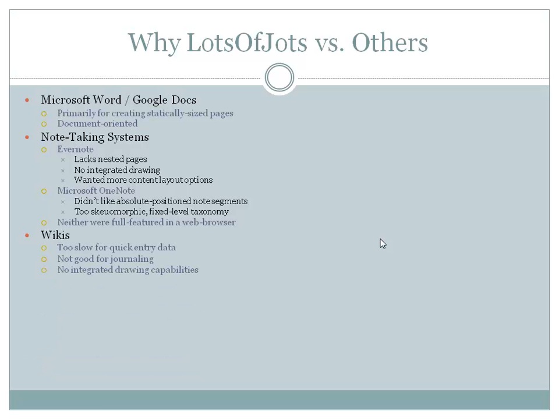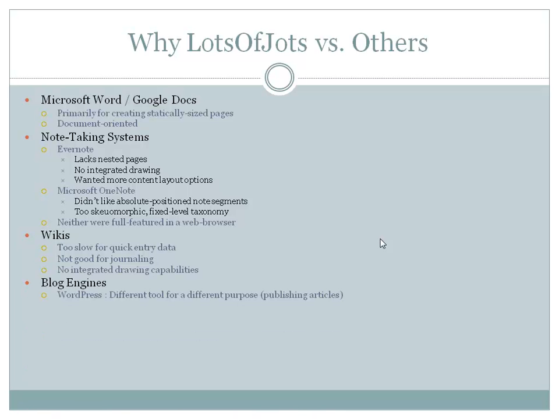If I look at wikis, so LotsOfJots, probably the closest category is a wiki. You may see some similarities between LotsOfJots and wikis. I've tried some wikis, I felt most of them were too slow for quick data entry. I didn't feel like they were good for journaling, and once again, most of the ones I looked at didn't have integrated drawing capabilities. There's one popular wiki that I'm thinking of that has drawing as an add-on, but it's not integrated. It's not built into it. You have to pay extra for it.